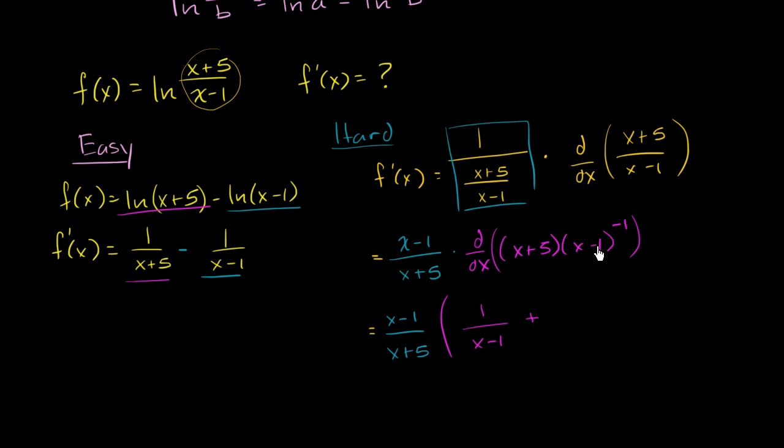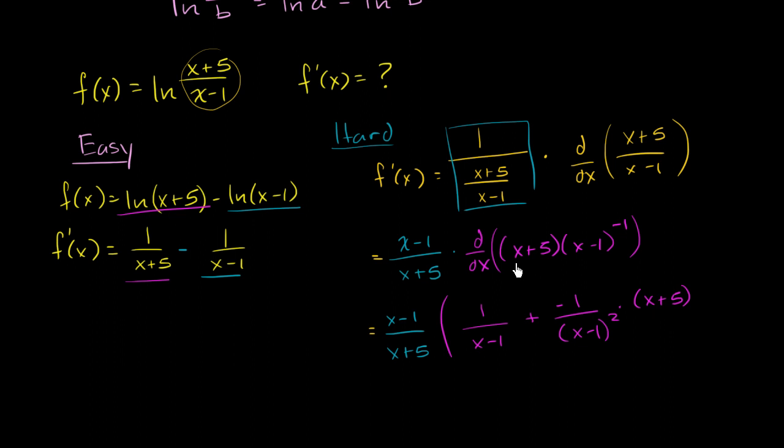And then plus, what's the derivative of x minus 1 to the negative 1? Well, let's see. That's going to be negative (x minus 1) to the negative 2 power. So I could say negative 1 times (x minus 1) to the negative 2, or I could just write it like this. And then times the derivative of x minus 1 with respect to x. Well, that's just going to be 1. And then times this, x plus 5. So times x plus 5.